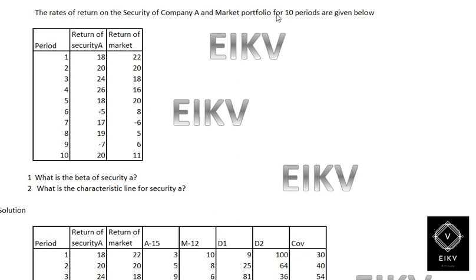In this illustration, the rate of return of the security of company A and the market portfolio for 10 periods are given. We have a table containing the return of security A, the return of the market, and the period.